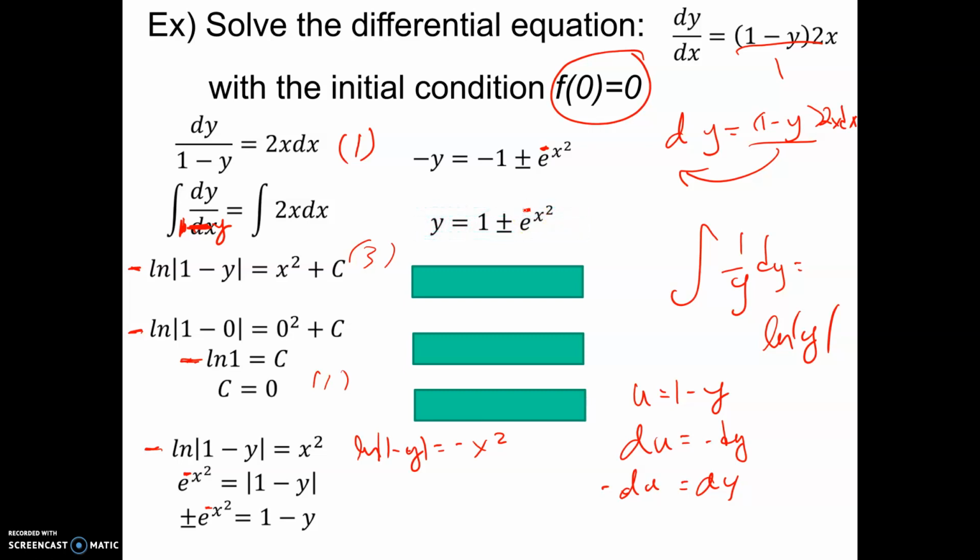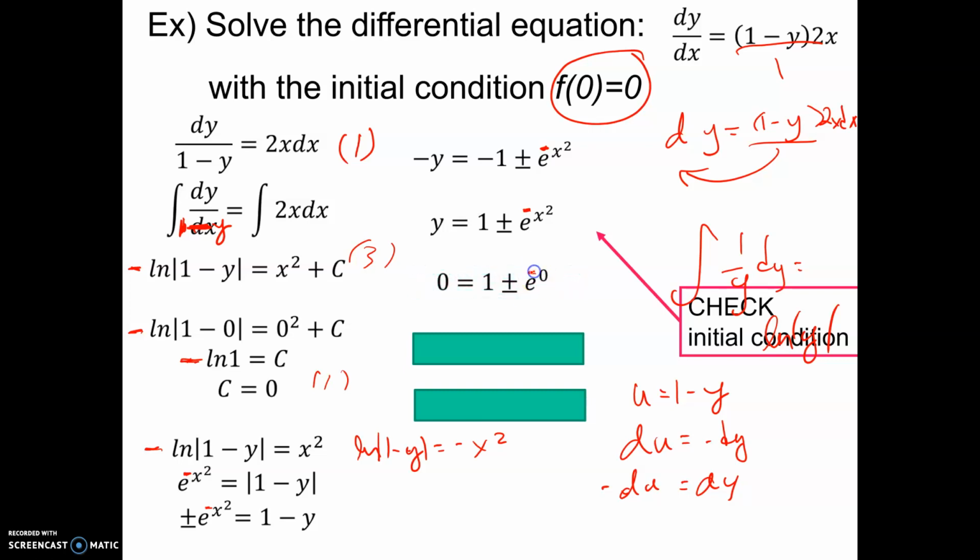Now the question is, which one do I keep? So I'm going to plug in my initial condition. So this is what I always stress: plugging in your initial condition to make sure that you keep the right version. So I'm going to plug in 0 here for x, 0 here for y. So I end up with e to the negative 0, which is the same thing as e to the 0. So I end up with 1.